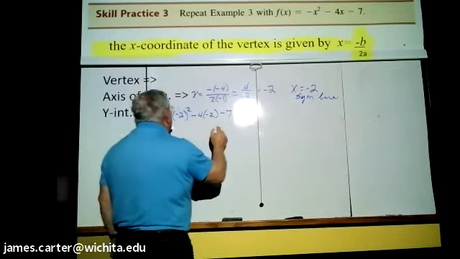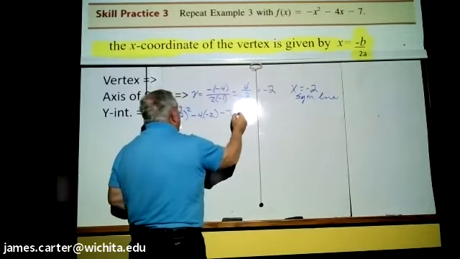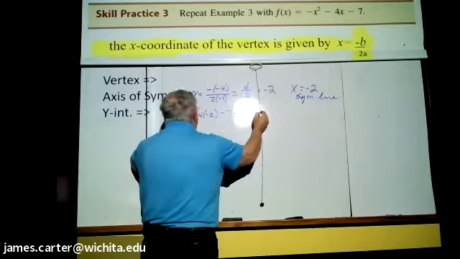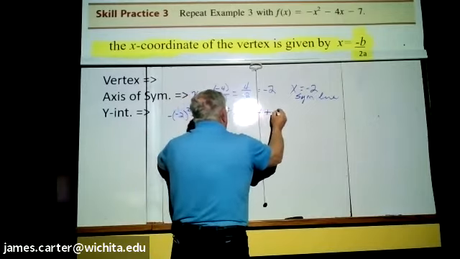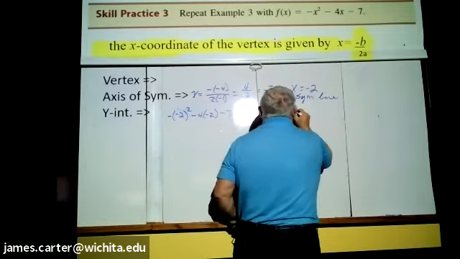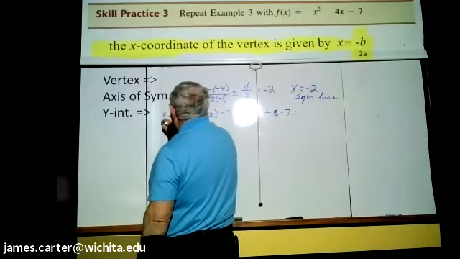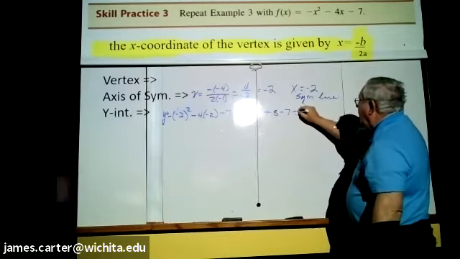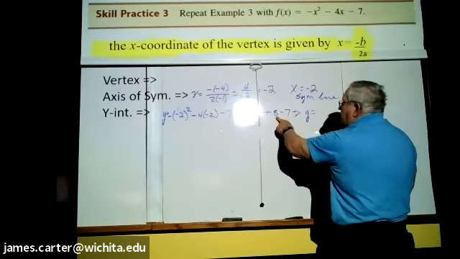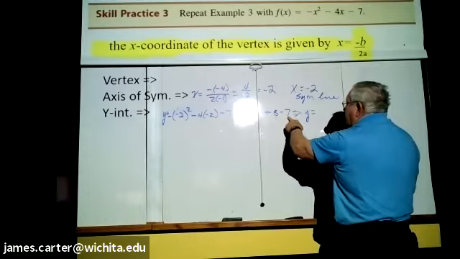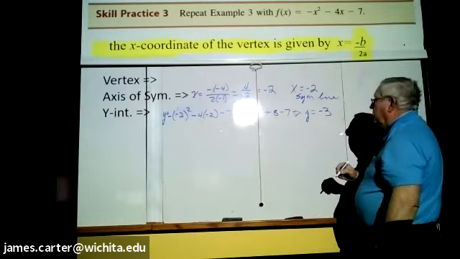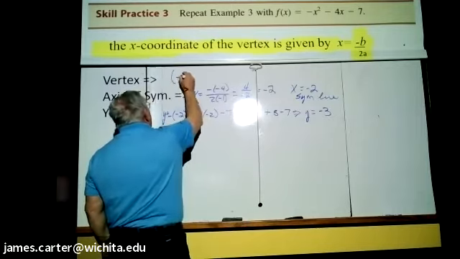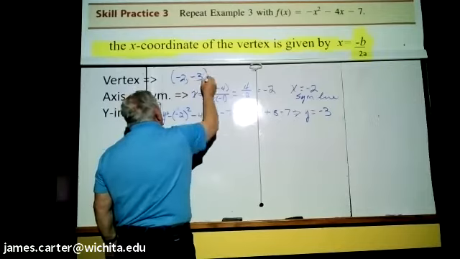Okay. And that equals, okay, first I've got to square this, which is 4, so negative 4 plus 8 minus 7. Okay, y equals, so y equals, in this case, negative 4 plus 8 is positive 4 minus 7 is negative 3. Okay, so my vertex then is the point negative 2 for the x value and negative 3 for the y value.